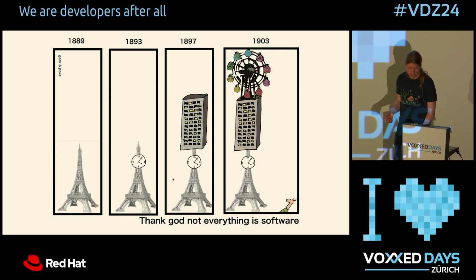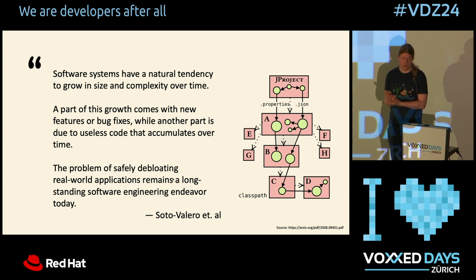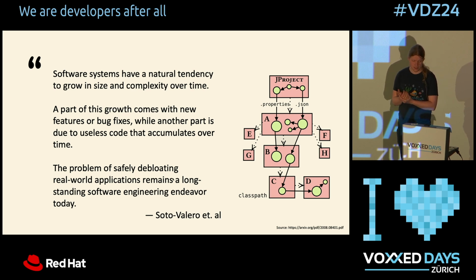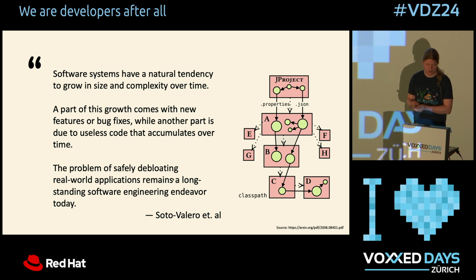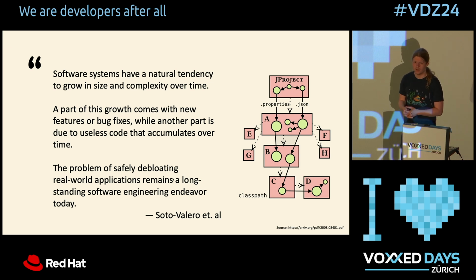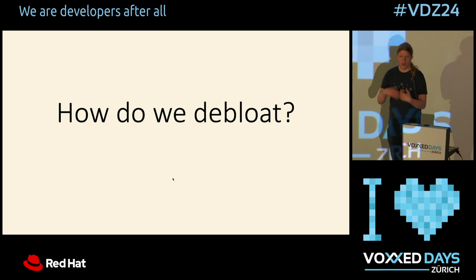And that's not great. To quote Cesar Soto Valero in his paper, he wrote: software systems have a natural tendency to grow in size and complexity over time. A part of this growth comes with new features or bug fixes, while another part is due to useless code that accumulates over time. The problem of safely debloating real-world applications remains a long-standing software engineering endeavor today. That's probably why you in the audience are slightly interested in what you can do about it. So how do we debloat?